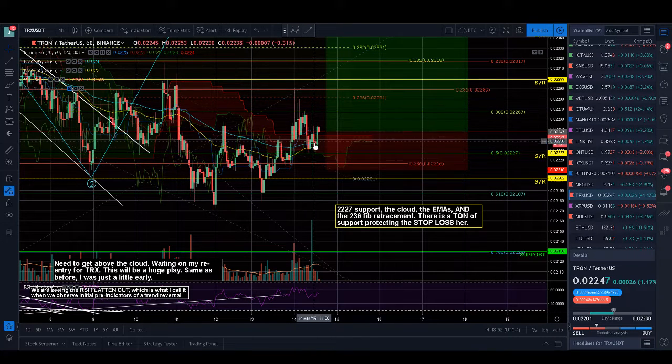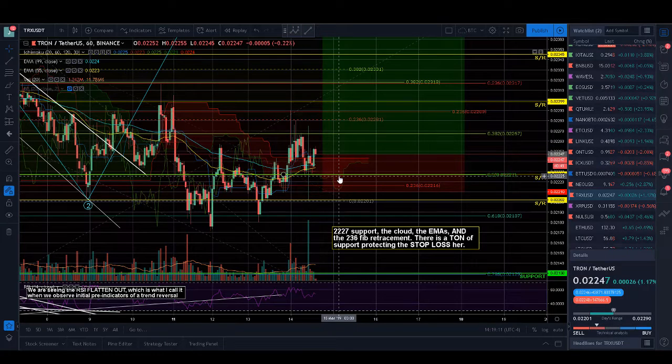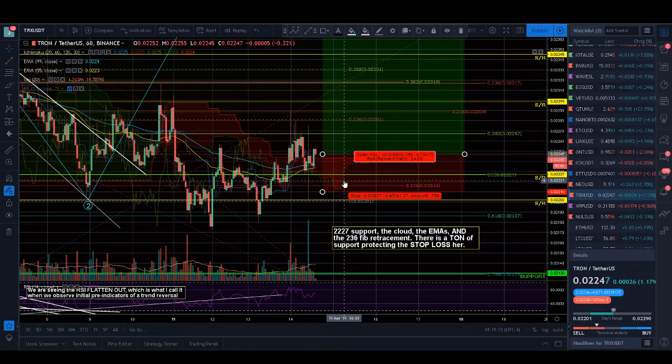You can see it held right here except for that quick wick, which happened when Bitcoin had a quick wick down. So right now, EMAs are converging. We're back above the top of the cloud. So we're in a potential setup now where we can get a big boost and have a ton of support below us, so we won't get prematurely stopped out, and I'm only risking 1.65%.